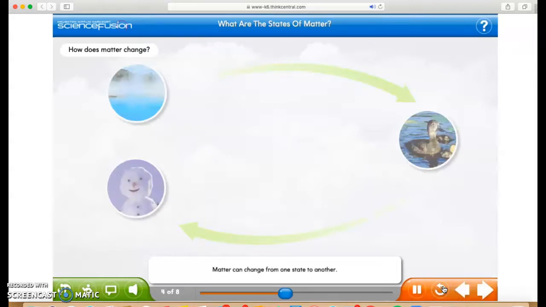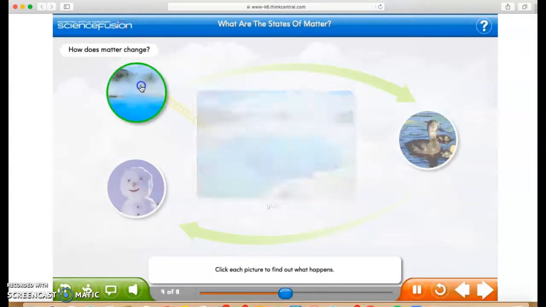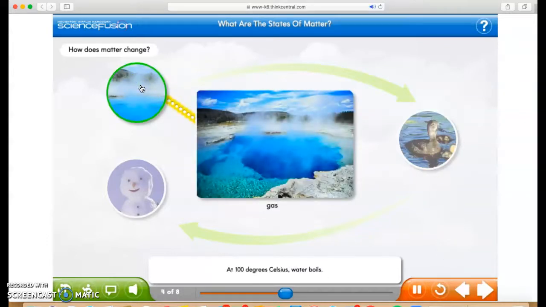Matter can change from one state to another, but certain conditions must be in place. Click each picture to find out what happens. Okay, let's start up here. At 100 degrees Celsius, water boils. Have you seen bubbly hot water boiling on the stove? Boiling water is changing from a liquid into a gas.